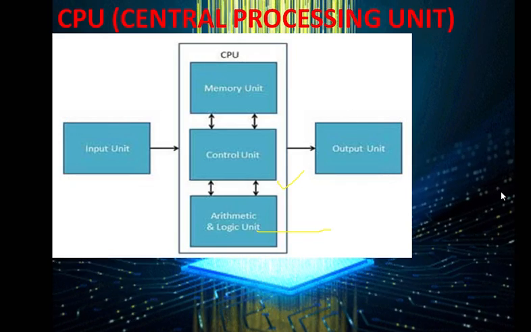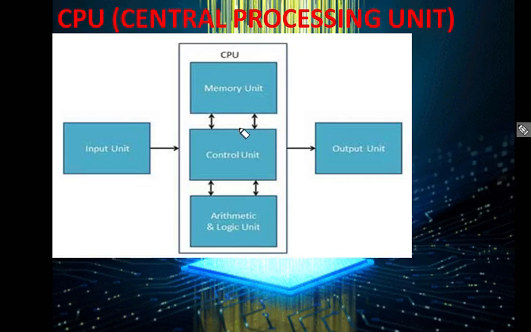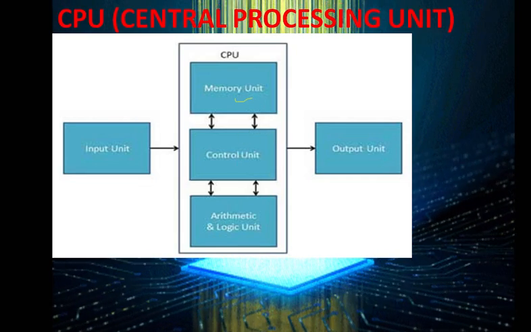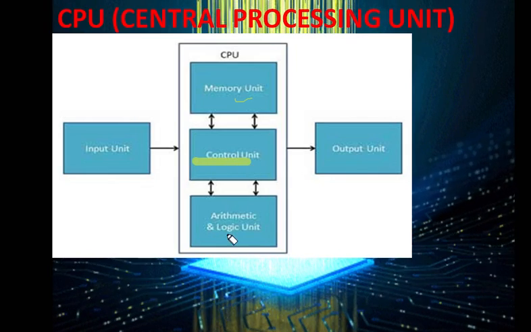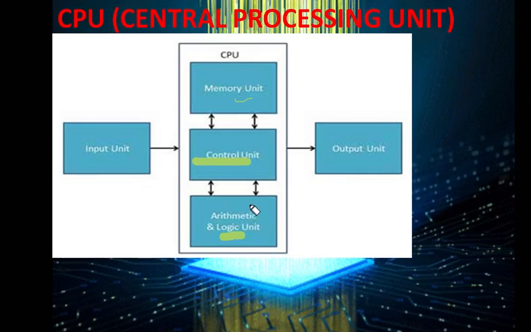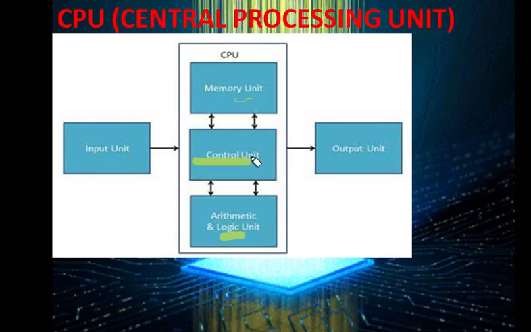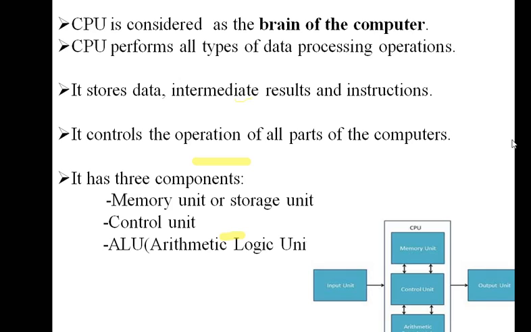Now, this is the diagram of the CPU. Inside the CPU we have three parts. One is the memory unit, another is the control unit, then the ALU, arithmetic and logic unit. We'll discuss these three parts inside the CPU. The CPU is considered the brain of a computer. It performs all types of data processing operations. Data processing means it can receive data, transfer it, and process the operations as per the requirements, and it stores the data, intermediate results and instructions.